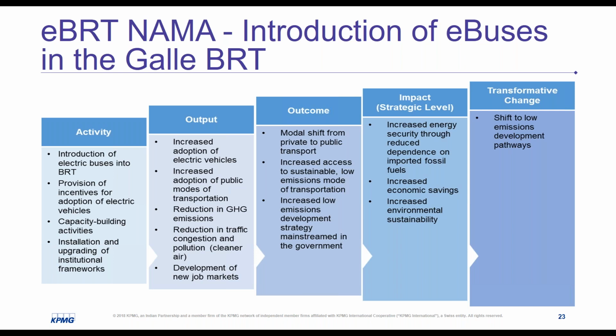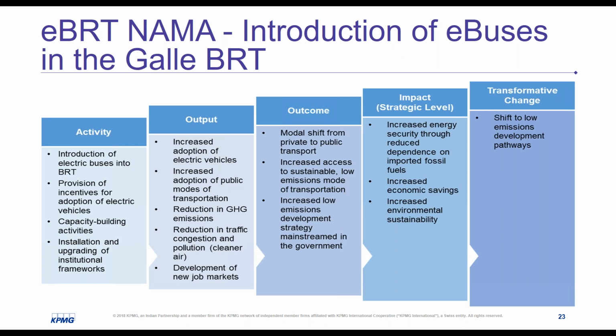We also envisaged that there could be development of new job markets because of the whole electric infrastructure that was being brought through the NAMA. Another outcome that we envisaged was a modal shift from private to public transport. Again, as I said, most of the buses which were operating were private buses. So we were looking at the government now introducing, through a PPP mode, more accountability within the public system to operate and maintain these buses. Also looking at increased access to sustainable low emission mode of transportation, and mainstreaming the low emission development strategy in the government. This was a larger outcome that was envisaged through the NAMA.